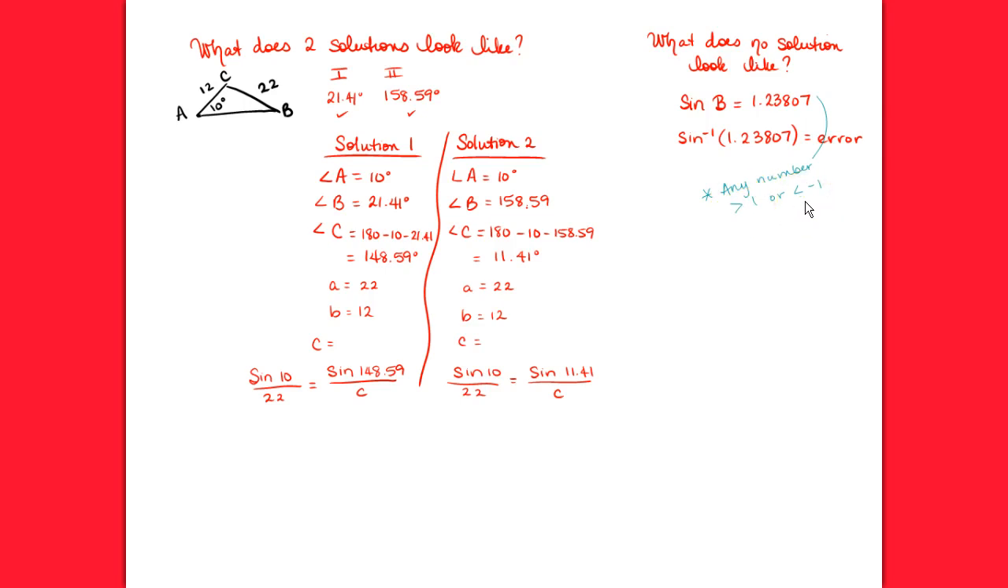Because if you think about it, sine goes up to 1 and down to -1 unless I change the amplitude, right? So if I'm talking about the normal sine value, I'm asking it, where is sine equal to 1.23? And it's telling me nowhere. Sine only goes up to 1. That's not possible. So that's what no solution would look like. When I get to that point in the problem, if I get an error message, I might as well just quit right there. There is no solution to that triangle. There's no need to keep going. Okay? So that's our ambiguous case.